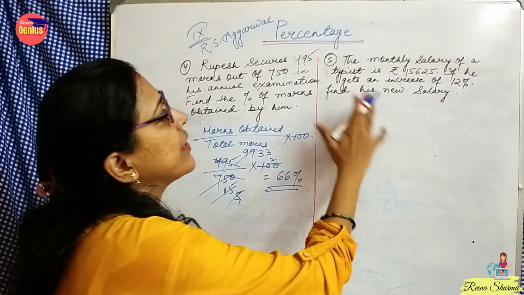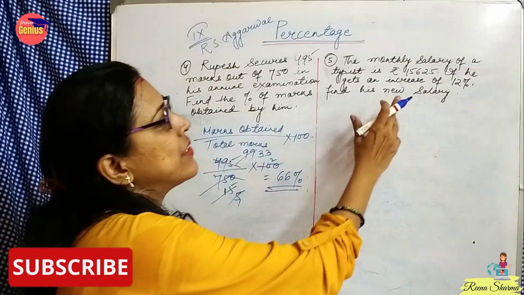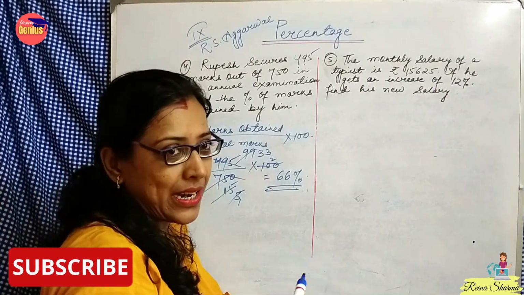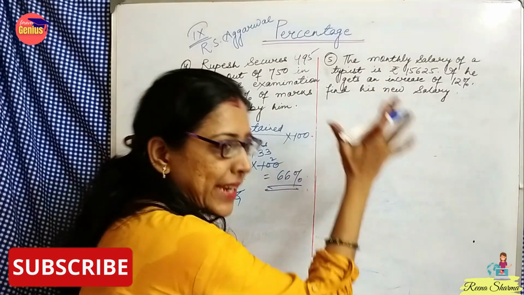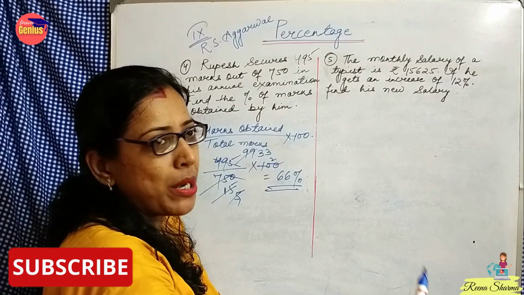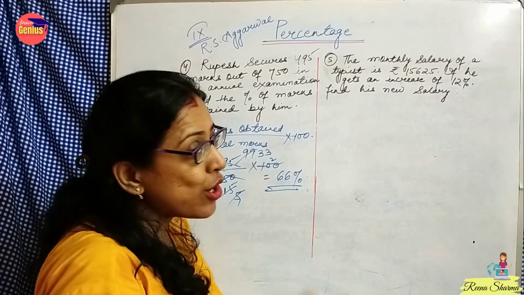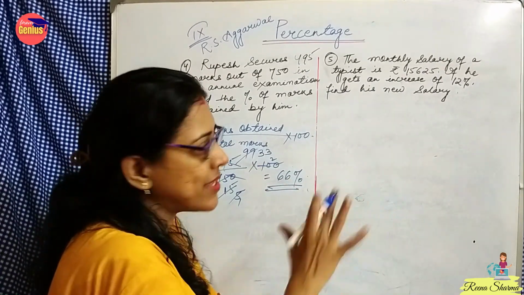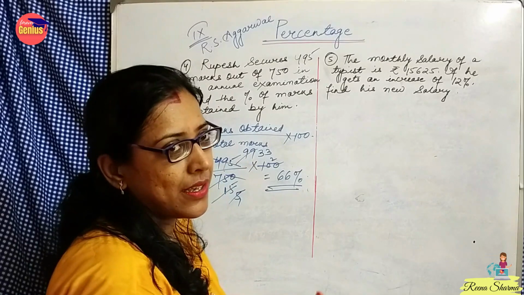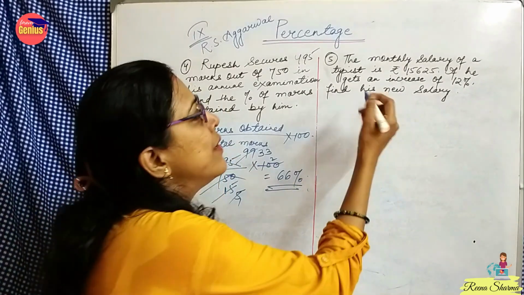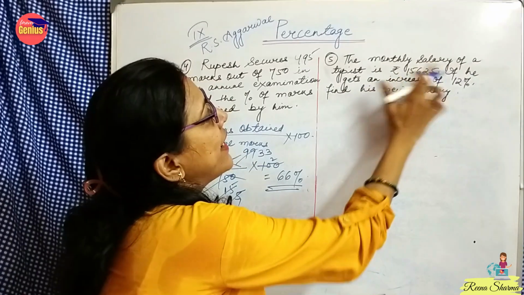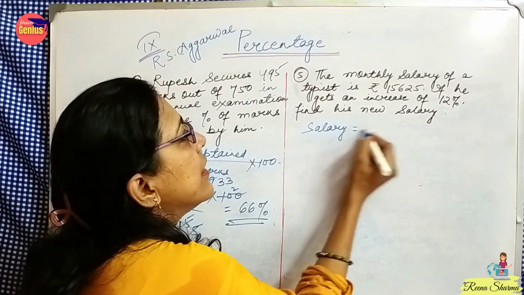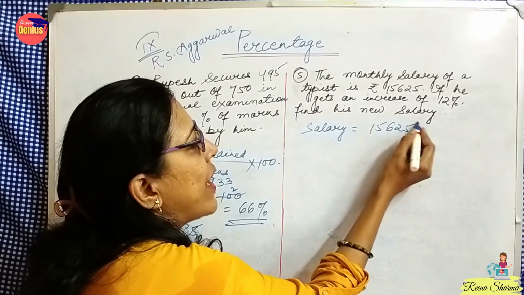Now see one more question. The monthly salary of a typist is rupees 15,625. If he gets an increase of 12%, find his new salary. See, we can do this sum by taking x, first increasing by 12%, then adding the total. And one more concept which I told, that if I use unitary, we can straight away do this sum. So we'll see both the ways or both the methods of how to do it. So the monthly salary of a typist is this. Salary is equal to 15,625 rupees.